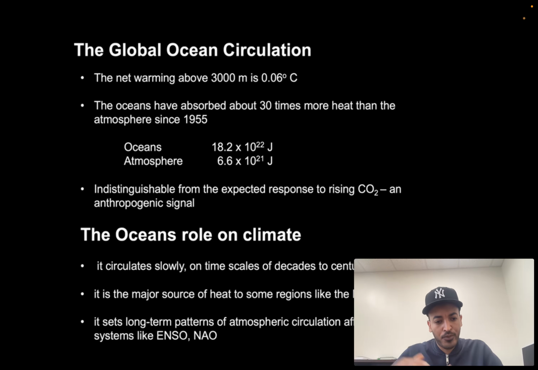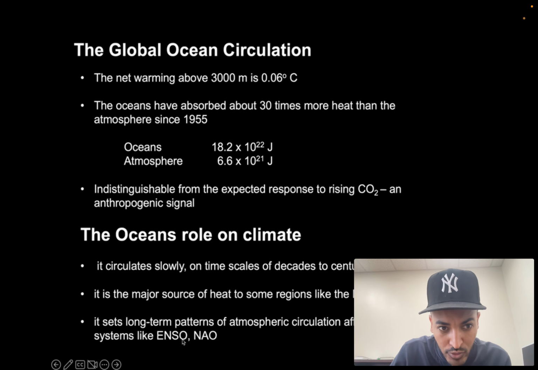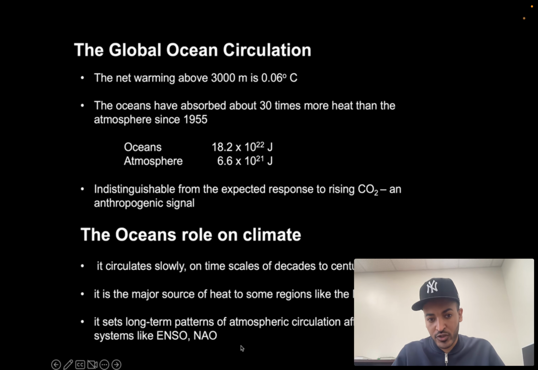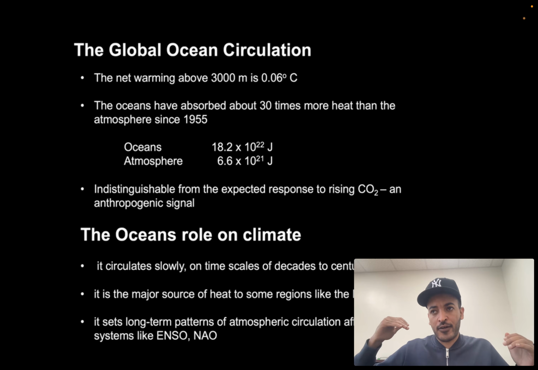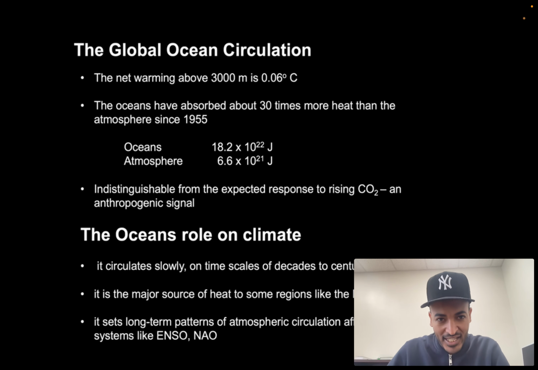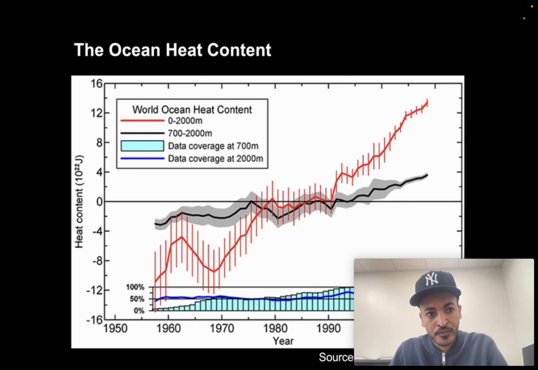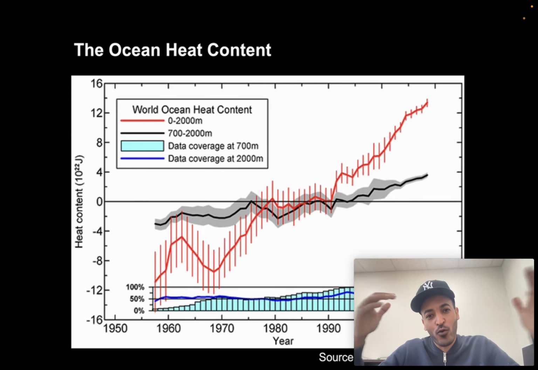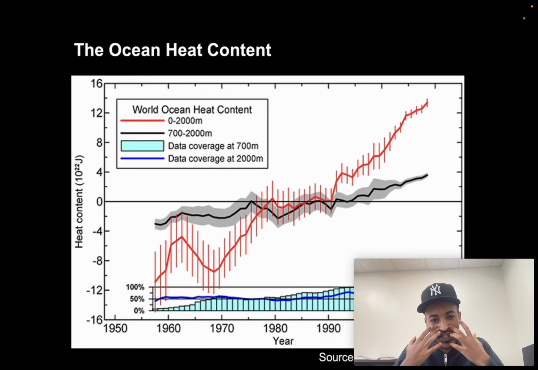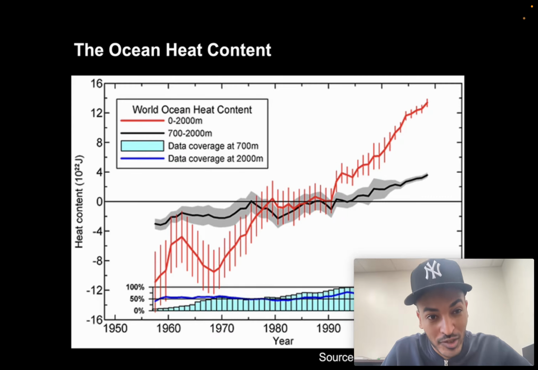We have coupled atmospheric and oceanic circulations, like the El Nino Southern Oscillation and the North Atlantic Oscillation, which impact the climate more or less on semi-decadal timescales, right? So like I said, the ocean has been absorbing that extra heat that has been consistently released to the atmosphere. So in a way, the ocean mitigates climate change, but up to a certain point, right?